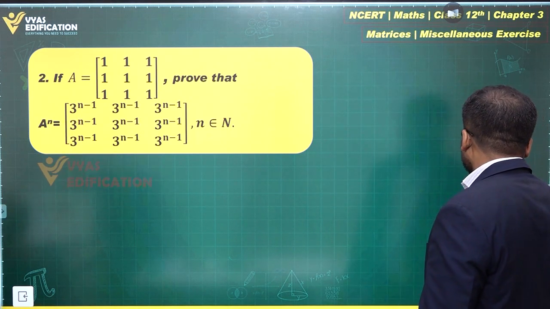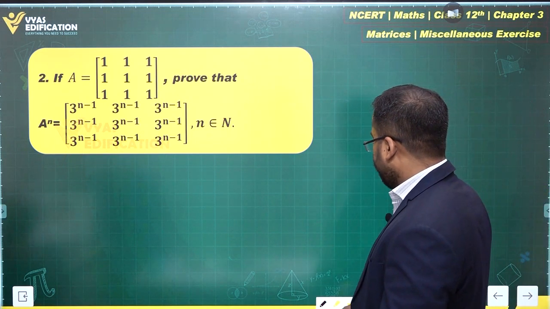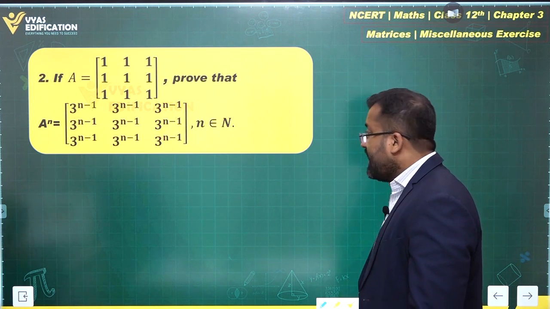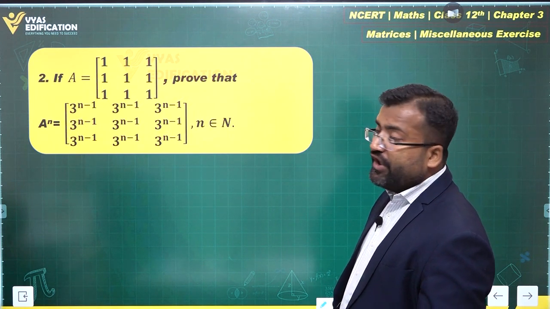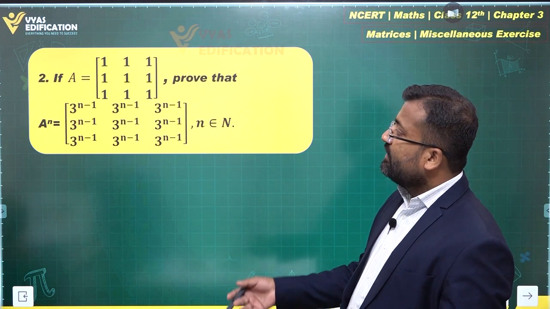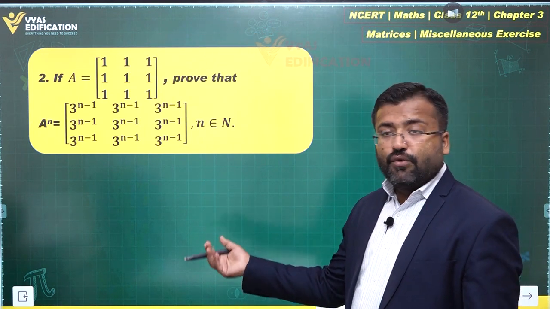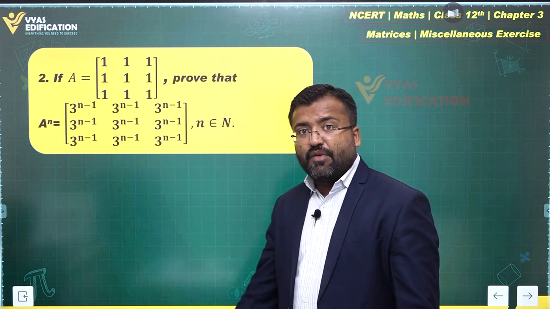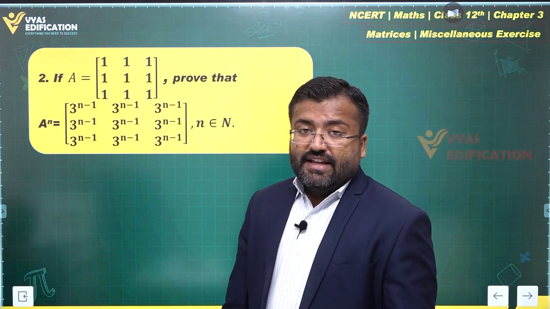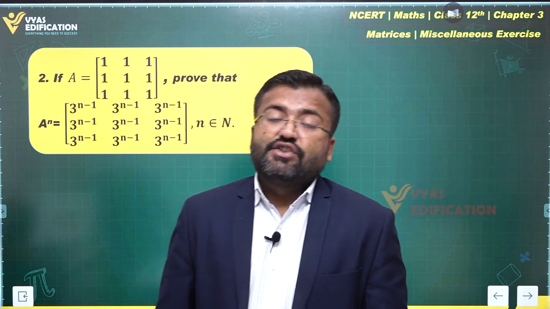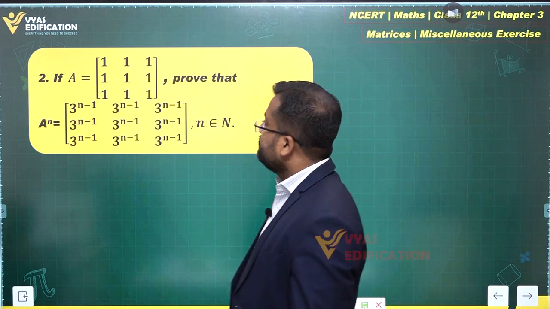Yes, there's one more approach: you can observe patterns. If you already have A, let's find A square, A power 3, A power 4, and we can observe that a certain pattern will be followed. Any other approach? Yes, there's PMI also. Let's use that PMI.